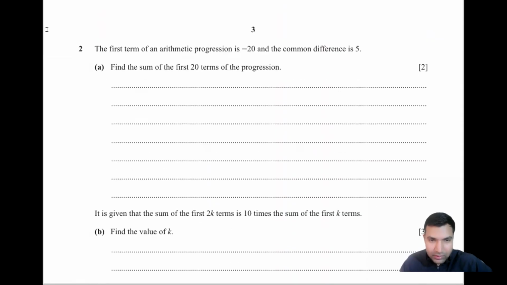Let's read this. The first term of an arithmetic progression is negative 20, right? And the common difference is 5. You have to find the sum of the first 20 terms of the progression. So let's try to do this. We are given an AP whose first term is negative 20, the common difference is 5, and we have n equal to 20.